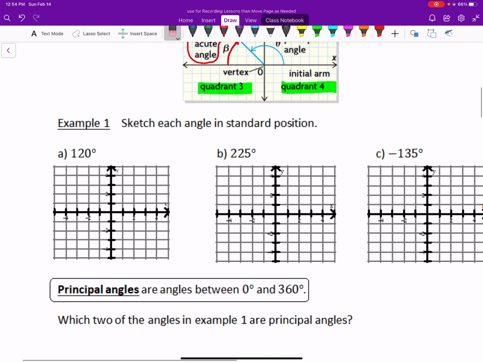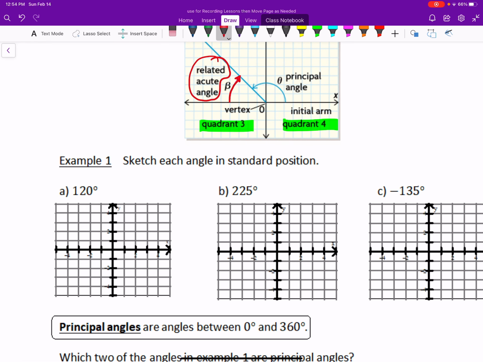So, sketch each angle in standard position. If we know that something is 120 degrees, again, we're starting from the initial arm on the positive x-axis. We know from here to here is 90 degrees. 120 would be another 30 degrees beyond that. So that's one way I could think, okay, it's about here. Another way I could think about it is from here to here is 180. So if I want to draw an angle of 120, I should put an angle of about 60, my related acute angle, in here. And so I know that an angle that looks like that is about 60, so I can draw it like that.